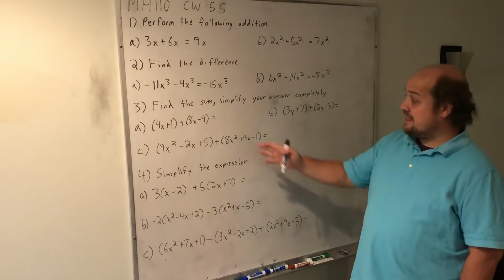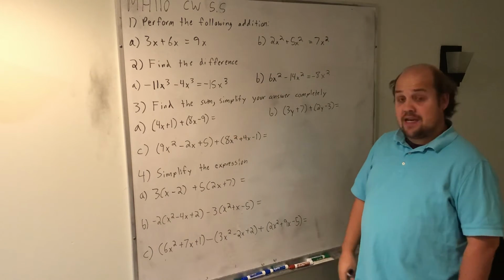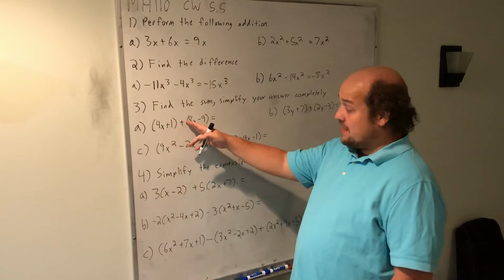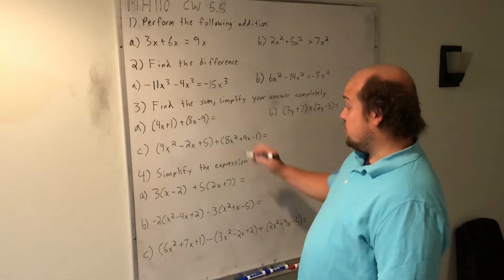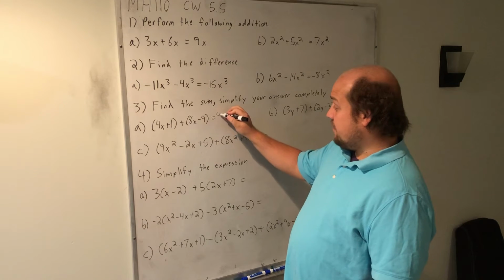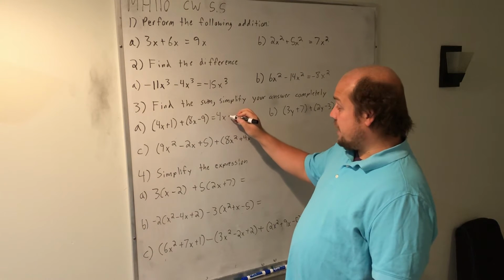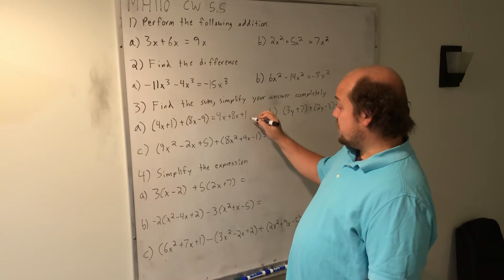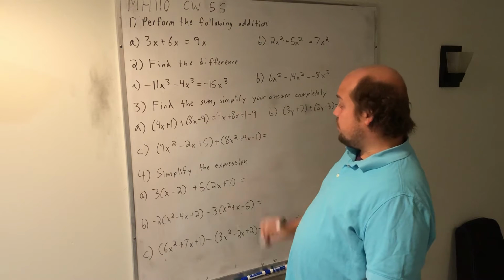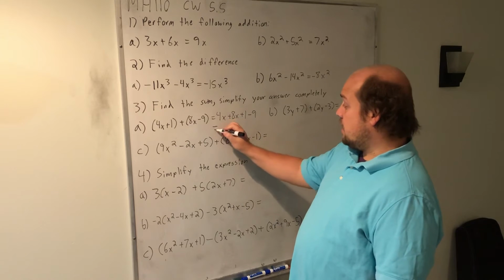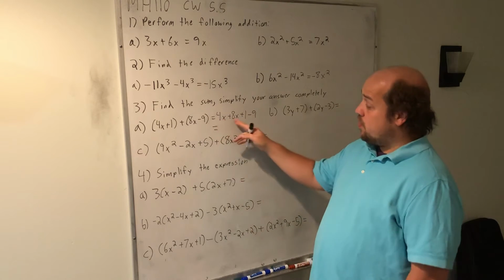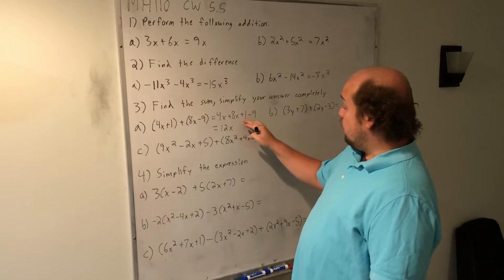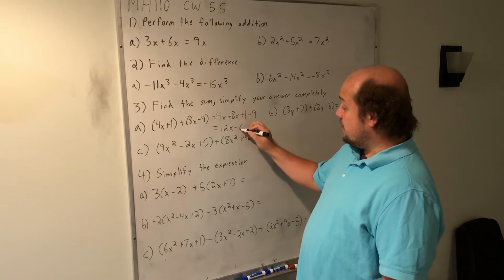When I'm finding these sums in number 3, I need to make sure I keep like terms together. So because this is a positive, it's really like a positive 1, I can just drop the parentheses and say from the first parentheses I have 4x, from the second parentheses I have 8x, from the first parentheses I have 1, from the second parentheses I have negative 9. Combining like terms, the 4x and the 8x combine to give me 12x. The 1 and the negative 9 combine to give me negative 8.